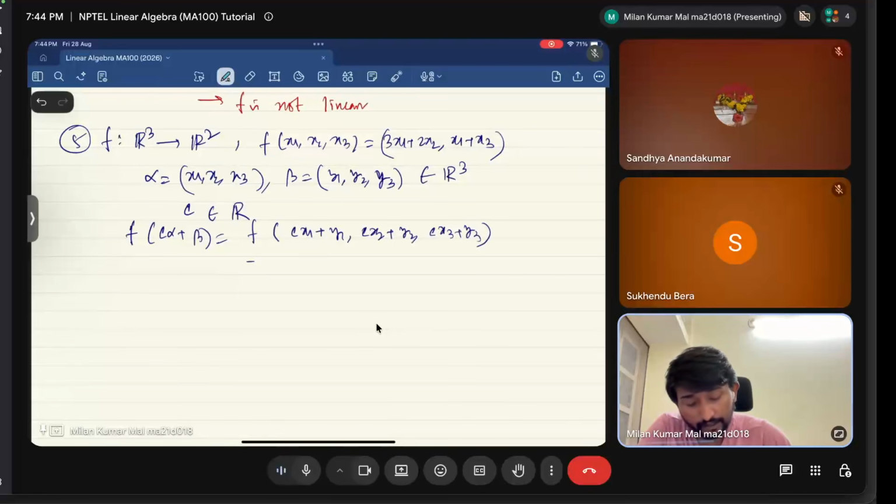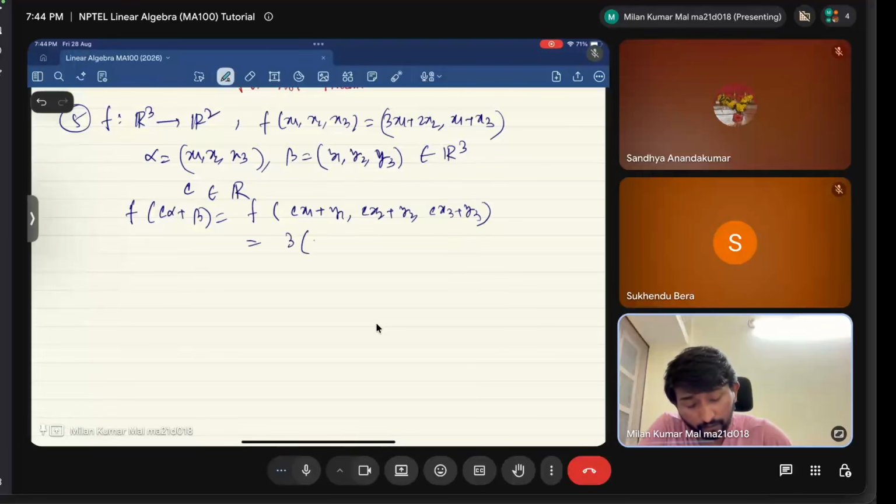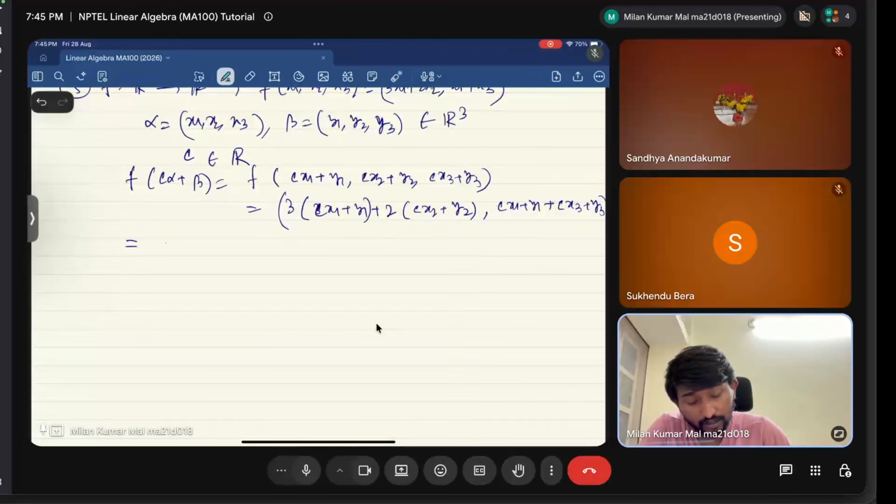and this is, by the rules, (3(cx1 + y1) + 2(cx2 + y2), (cx1 + y1) + (cx3 + y3)), where the first entry is 3(cx1 + y1) + 2(cx2 + y2) and the other entry is (cx1 + y1) + (cx3 + y3). Now what I want to prove is c times f of alpha plus f of beta. So let's separate c and then I'll get whatever we want to get.